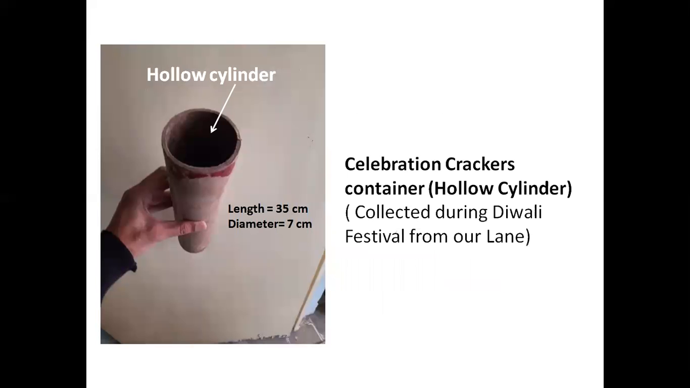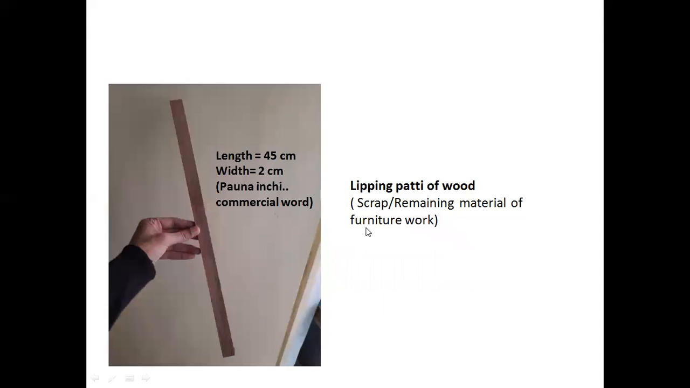So first part is the base of container. It is of the celebration crackers I collected during Diwali festival. So this will be the base for the mobile phone stand. The length is approximately 35 centimeter, diameter is 7 centimeter, and it's a hollow cylinder. Lipping putty of wood, length is approximately 45 centimeter, width is 2 centimeter. Minimum this much width we must have to have a proper mechanical strength. So it is also called as pauna inchi lipping putty.